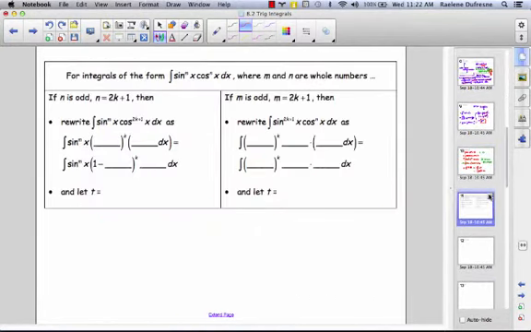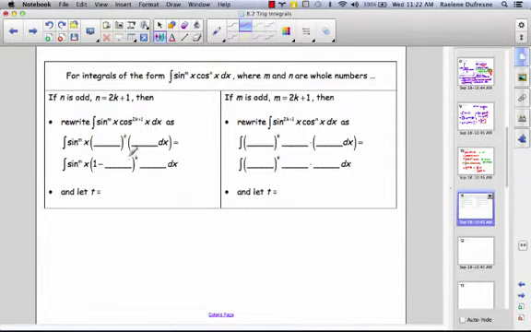Now we're ready to look at integrals of the form sine to the m of x times cosine to the n of x dx, where both m and n are whole numbers. So the first approach is if we notice that n, the exponent on the cosine, is odd. If it is, then we can write it as 2 times a whole number k, plus 1. So what we're going to do is replace n with 2k plus 1, and then we're going to rewrite that, breaking apart the cosine factors.